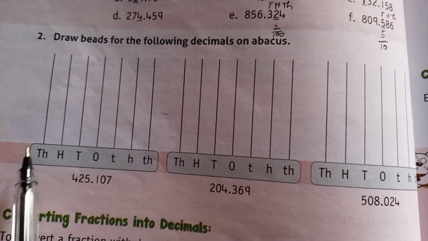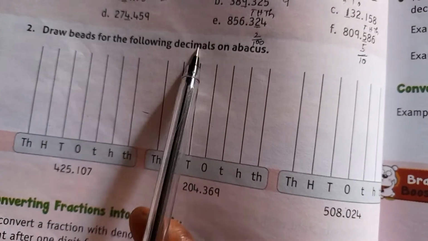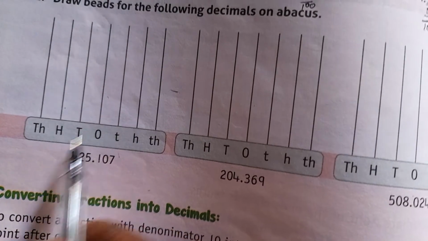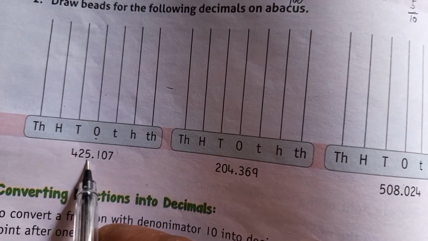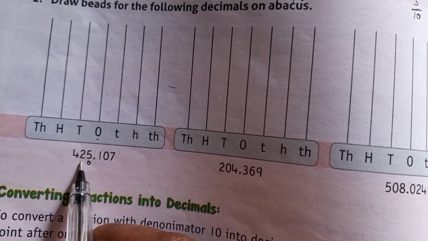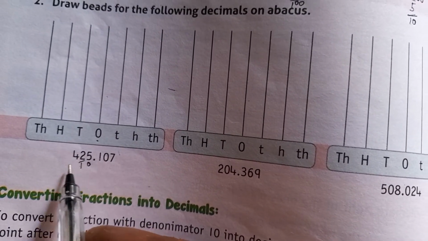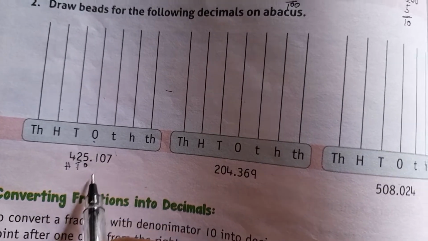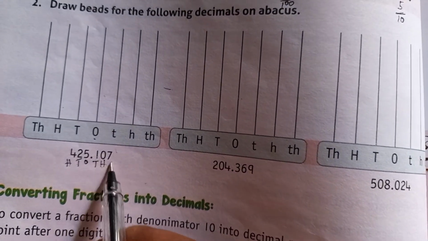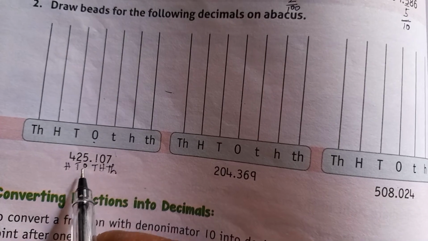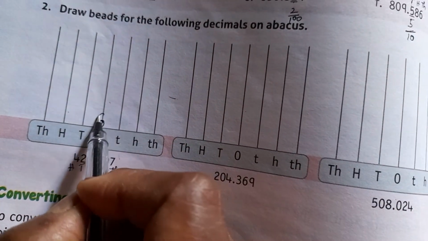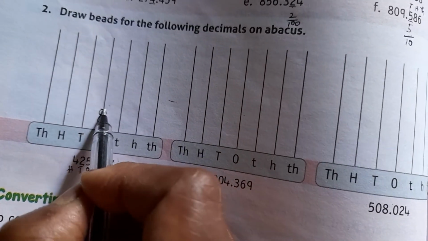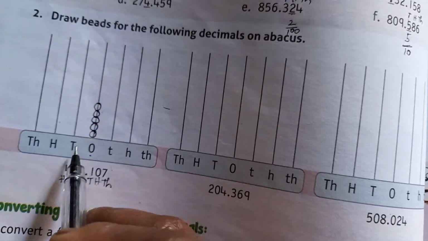Now we are going to see the second sum. Draw beads for the following decimals on the abacus. Now, so we have the ones place. First write the place values, ones, tens, hundreds. After the decimal point, directly tenths, hundredths, thousandths. Now what is in the ones place? 5. So 1, 2, 3, 4, 5.